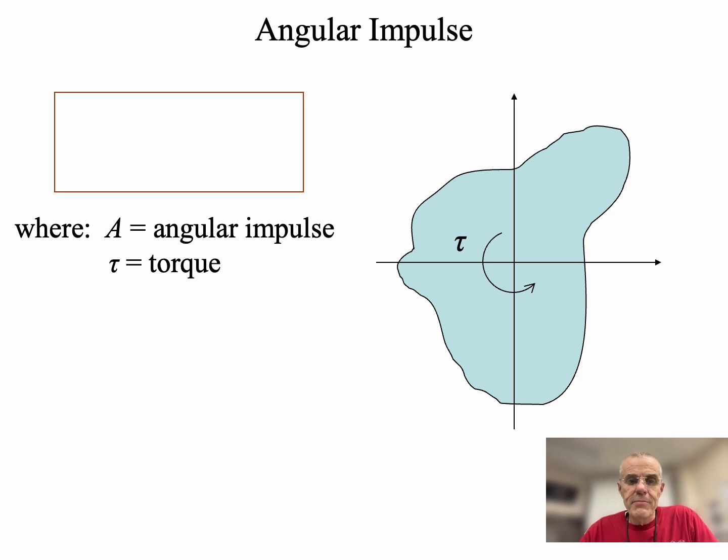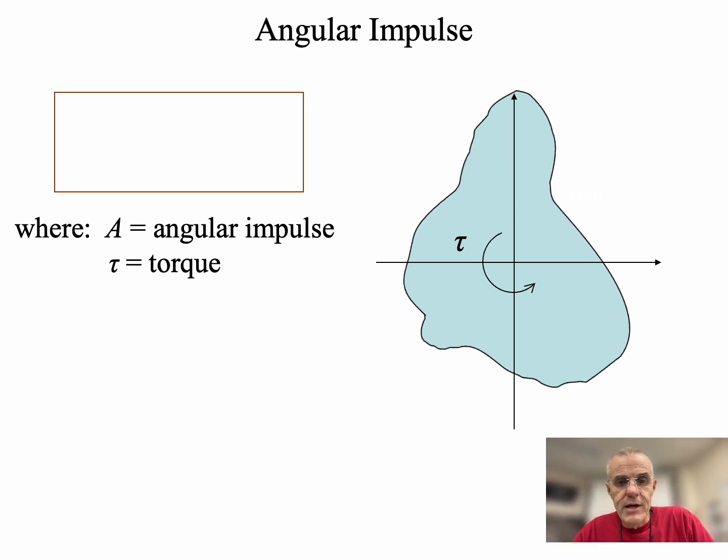There is a concept called angular impulse. So all of this starts to sound kind of familiar. If we study momentum, we have momentum, impulse, etc. Well, similar quantities with rotation. Angular impulse is what you would expect. Impulse is the product of force and time. Angular impulse is the product of torque and time.